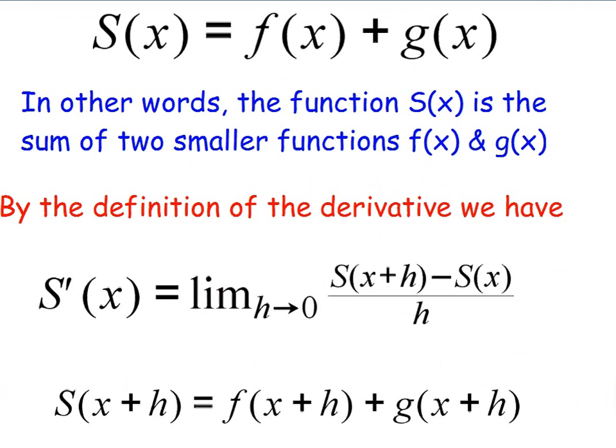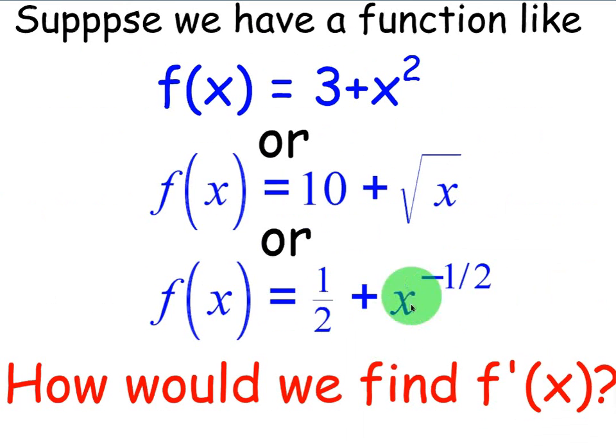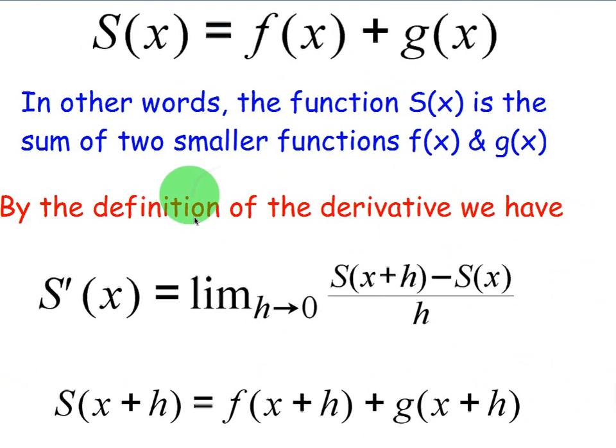So we're going to do another proof real quick. We're going to make a new function, call it our sum function, s of x equals the sum of two different functions. For example, f of x could be your 1/2 here, g of x could be your x to the negative 1/2, or any of these things. In other words, the function is the sum. By the definition of the derivative, we have the following. So we're going to write s prime of x, the derivative of the sum of these, equals the limit as h approaches 0 of s of x plus h minus s of x over h.